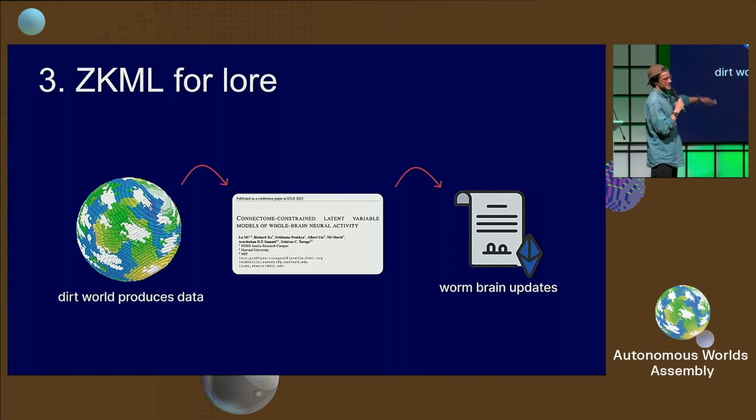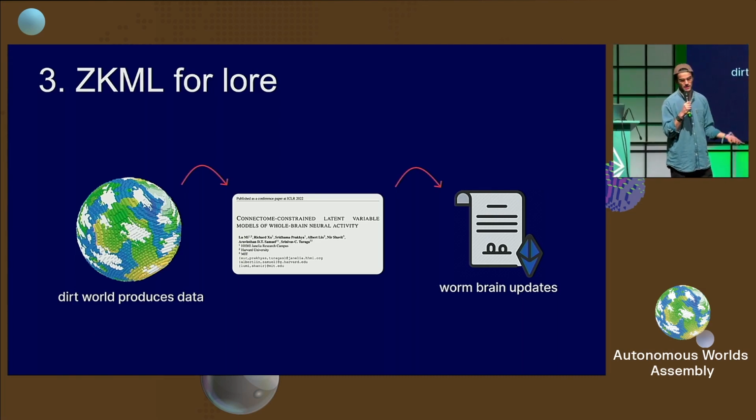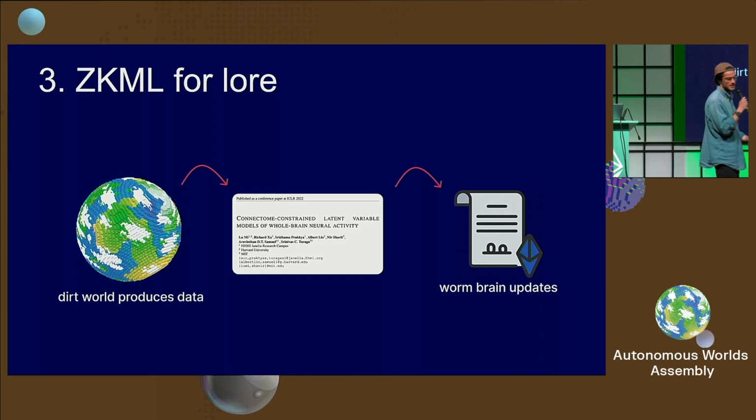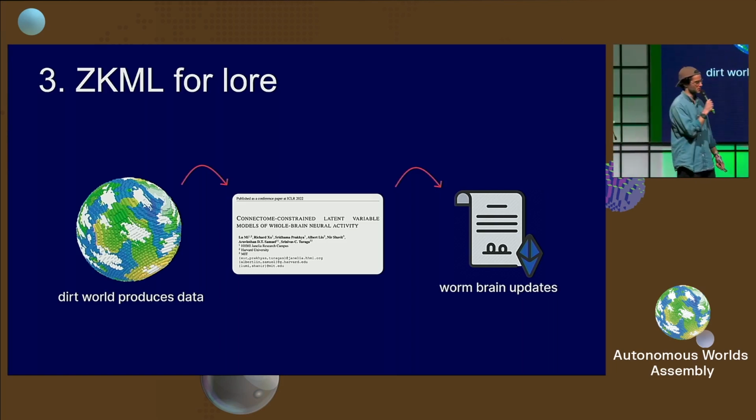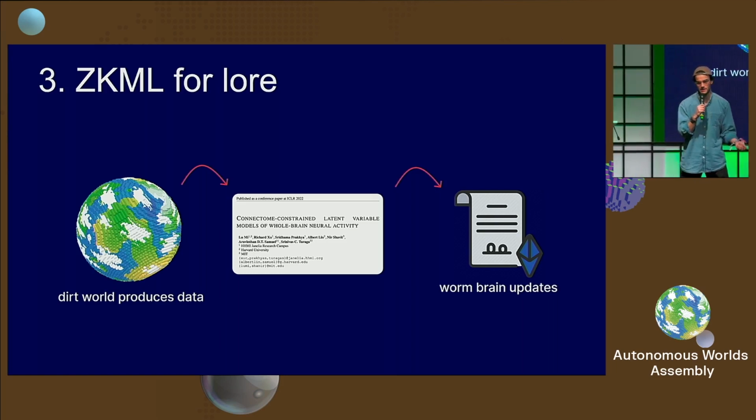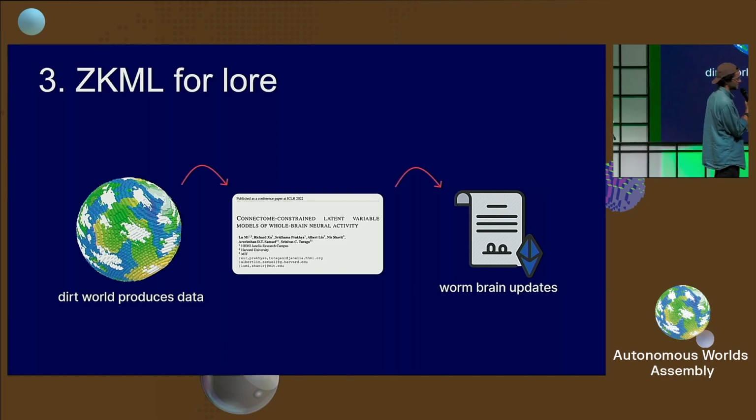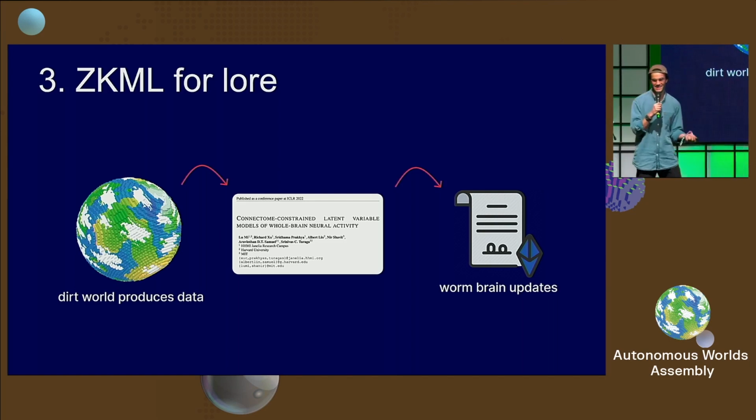But theoretically, you could take dirt data, which exists on chain, feed it into the ZK'd generative model for the worm, and then post a proof and the new state of the worm's brain on chain, effectively creating a proof of worm that other applications can leverage to build a dirt world with.